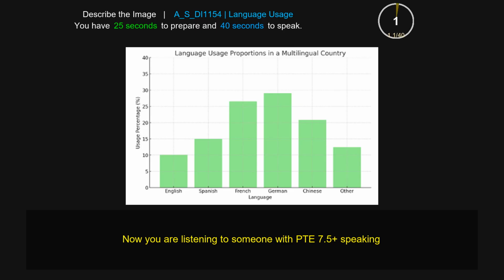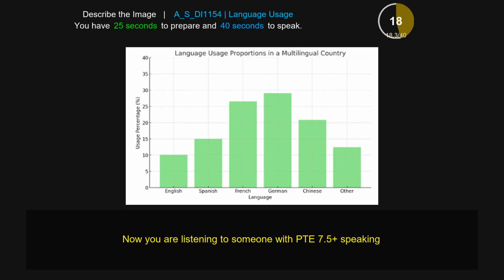This is a bar chart showing language usage proportion in a multilingual country. The x-axis shows languages like English, Spanish, French, German, Chinese, and other. The y-axis shows usage by percentage. The highest number of people used German as a language, which was 30%.